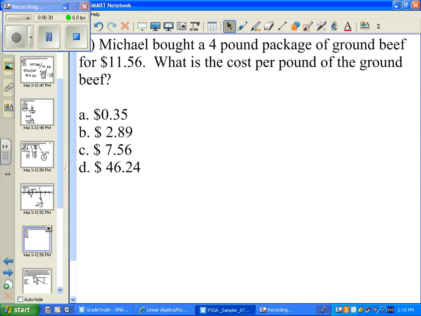The next: Michael bought a 4-pound package of ground beef for $11.56. What is the cost per pound?